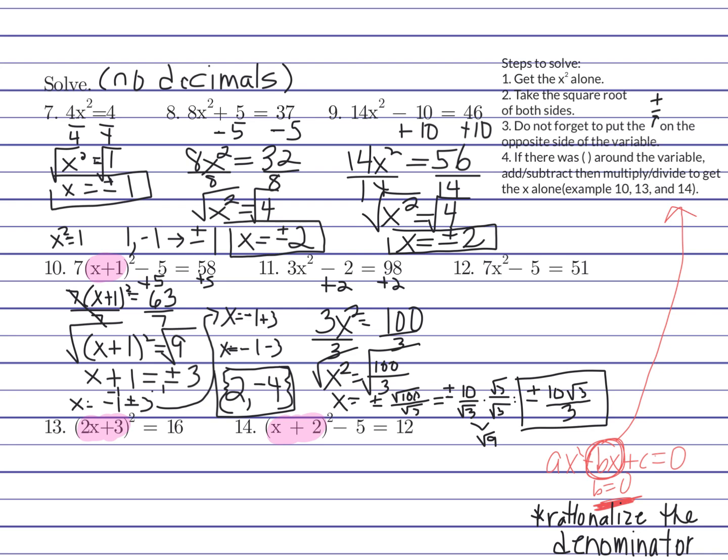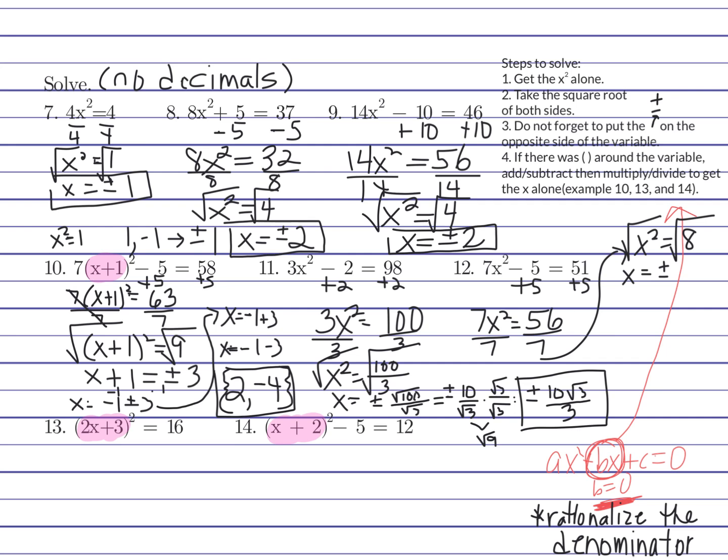I'm going to add 5. So 7x squared will equal 56. I'm going to divide by 7. So x squared will equal 8. As it says in step 2 above, I'm going to take the square root of both sides. So x equals, step 3 says do not forget the plus or minus.